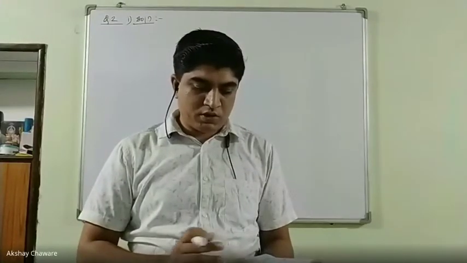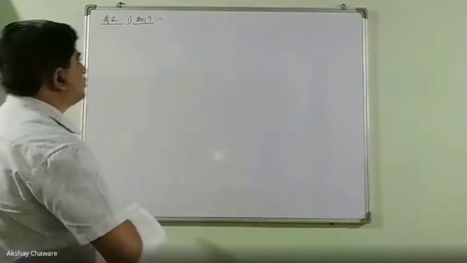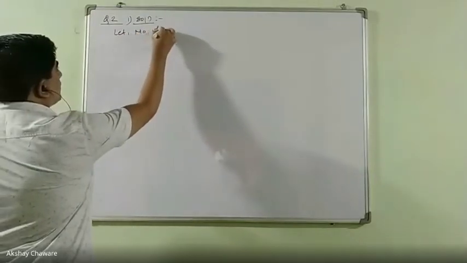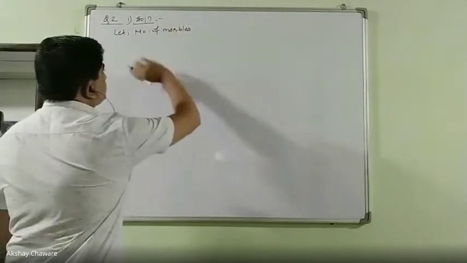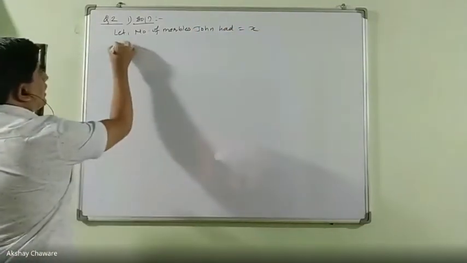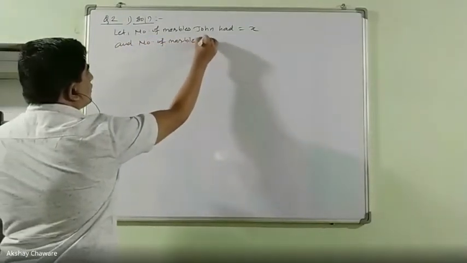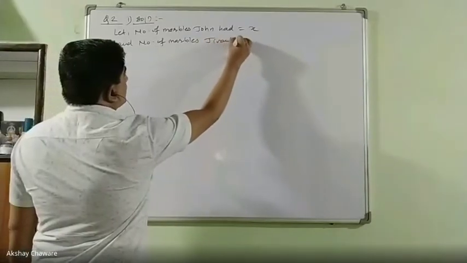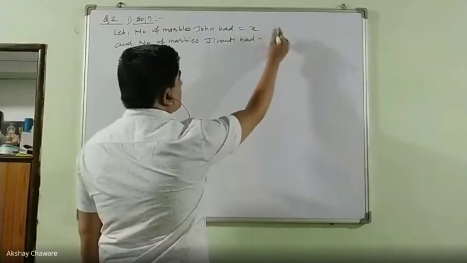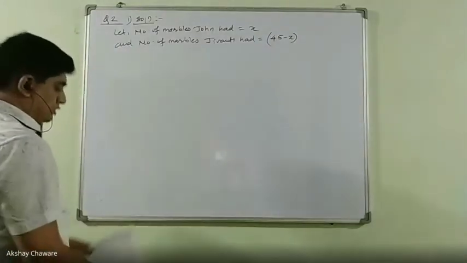John and Jivanti together have 45 marbles. Both of them lost 5 marbles each. So let the number of marbles that John had be equal to x, and the number of marbles Jivanti had is equal to the total marbles, so 45 minus x is nothing but the number of marbles with Jivanti. Okay, so x and 45 minus x.